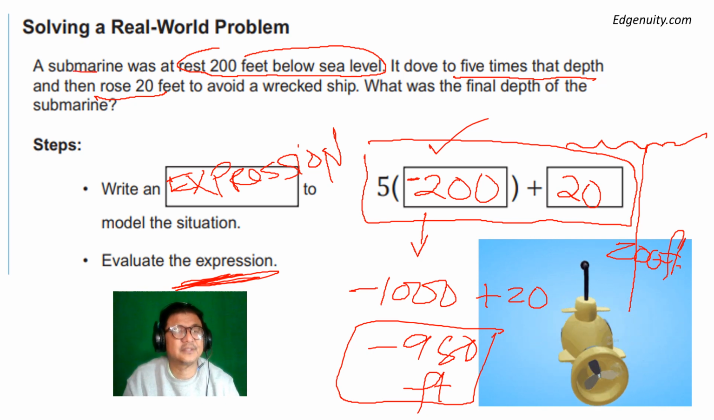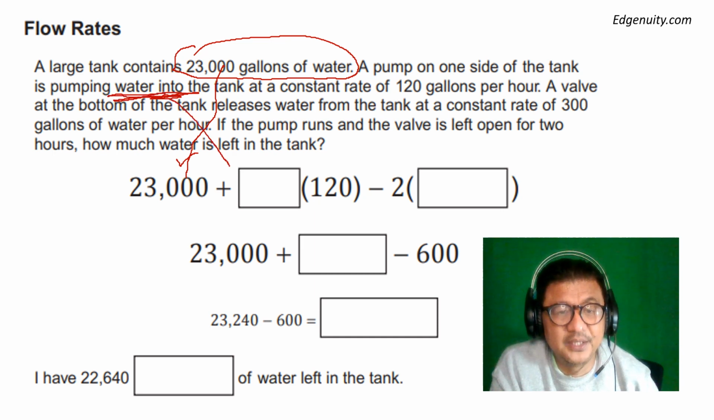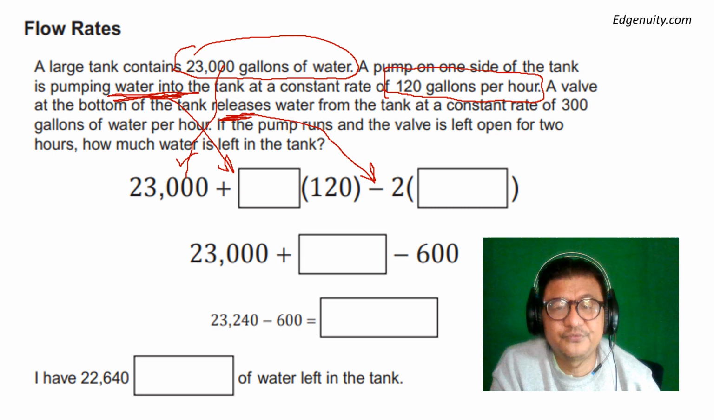Good job. Next. Okay, another analysis. A large tank contains 23,000 gallons of water. Wow, that's a lot of water. A pump on the side of the tank is pumping more water into the tank. So that's why there's a plus. But at a rate of 120 gallons per hour. All right. A valve at the bottom of the tank releases water. When you release water, it takes away the water from the tank at the rate of 300 gallons per hour. So 300 gallons per hour.